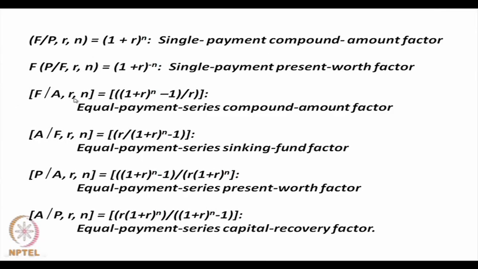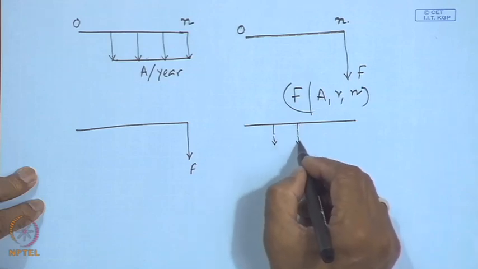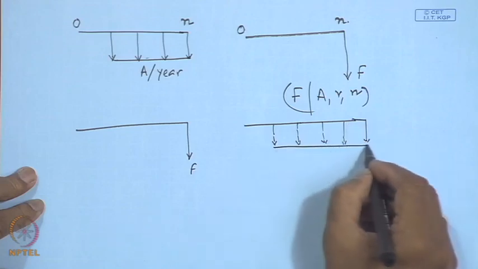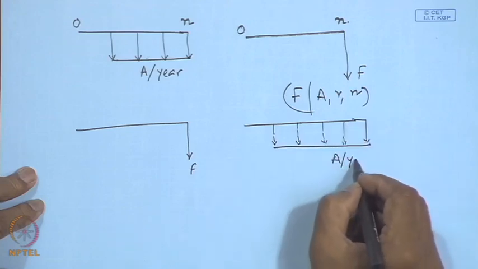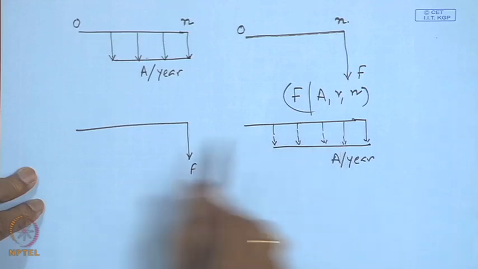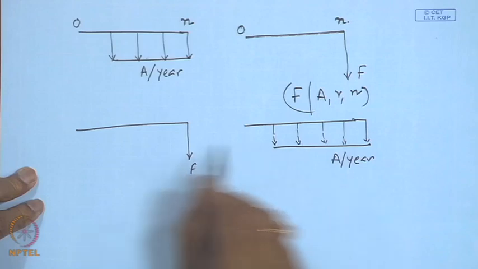Equal payment series compound amount factor, and the reverse is that we are given this F and we are required to find out what could be the equivalent series of payments A per year. It is just the opposite, A given F, r, n, this is equal payment series sinking fund factor, this is called a sinking fund factor.